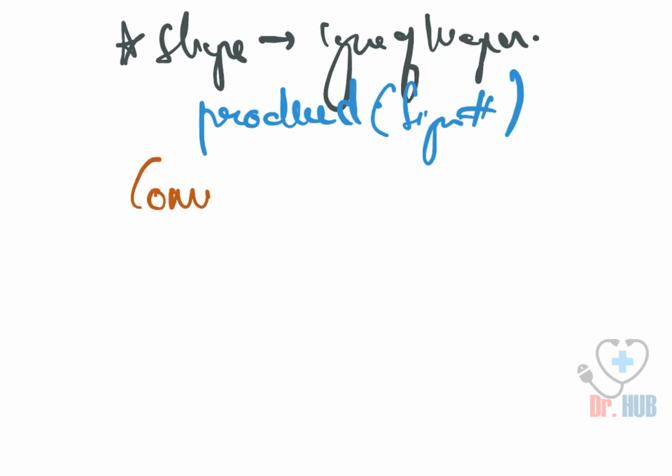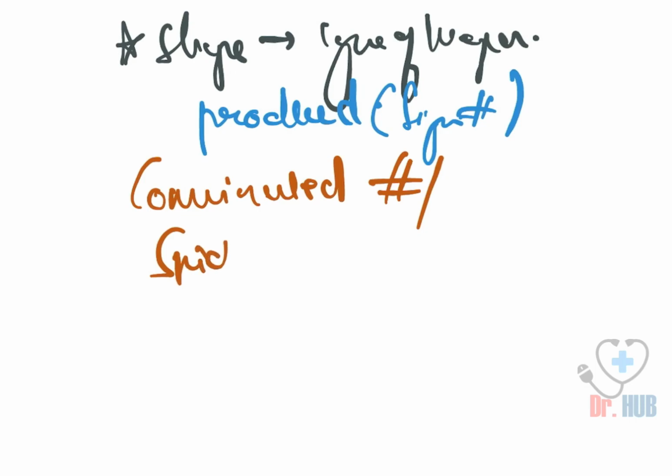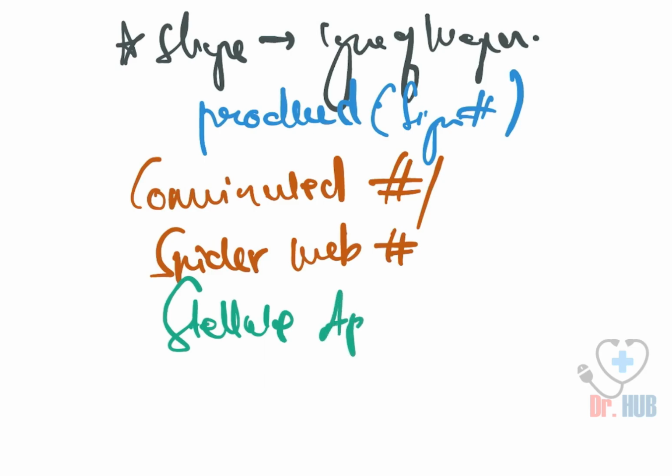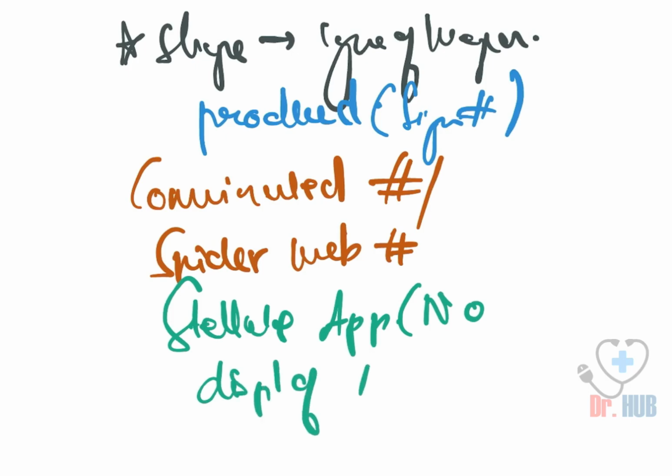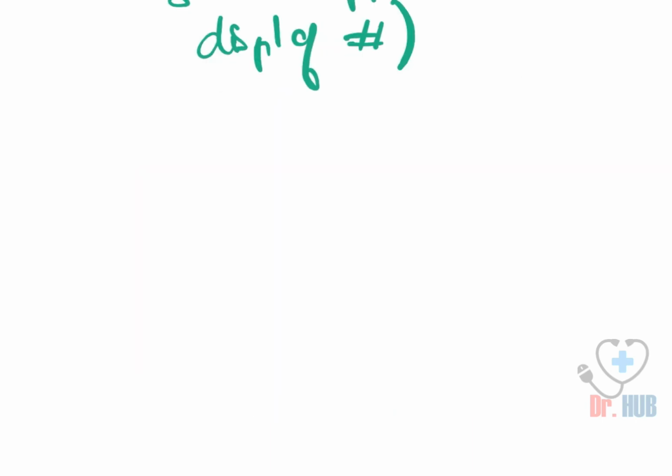Next, we look at the comminuted fracture, also known as the spider web fracture. It is nothing but a stellate appearance, where there is no displacement of the fracture.